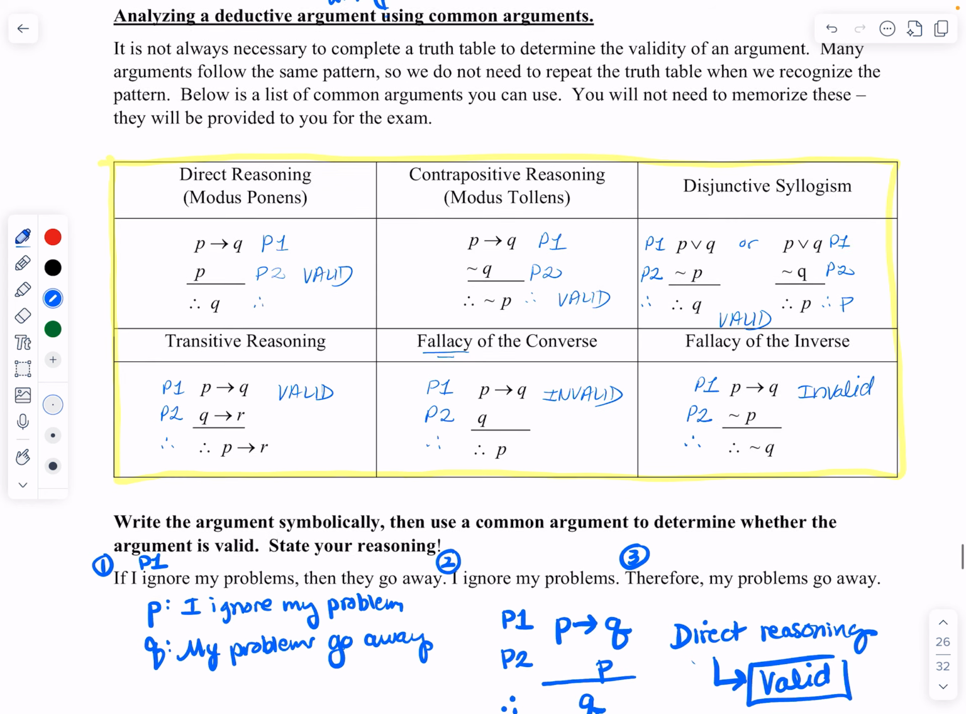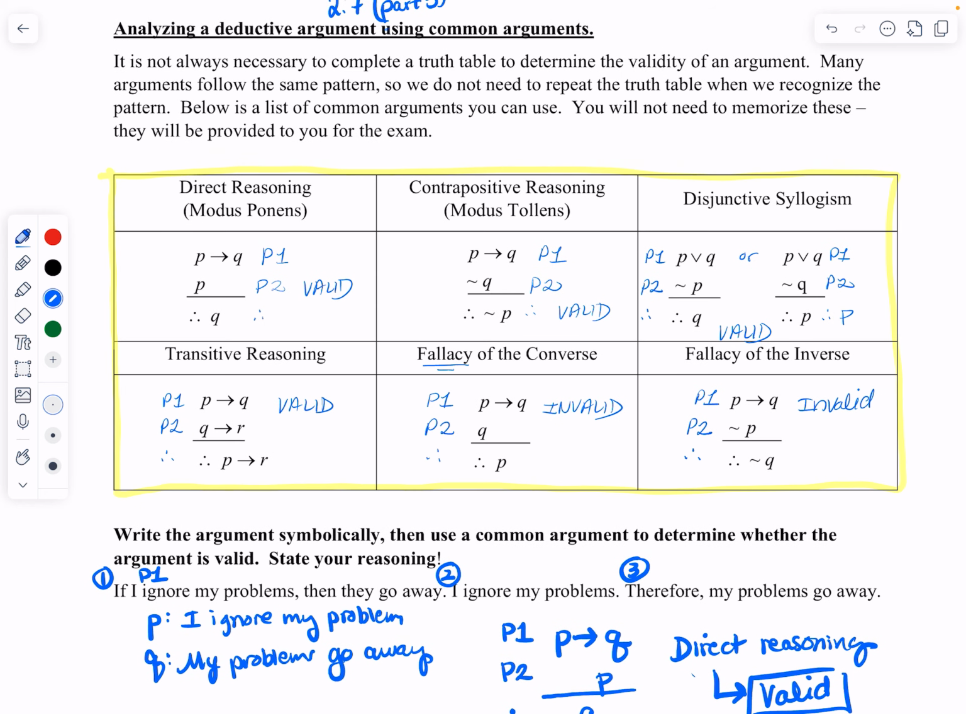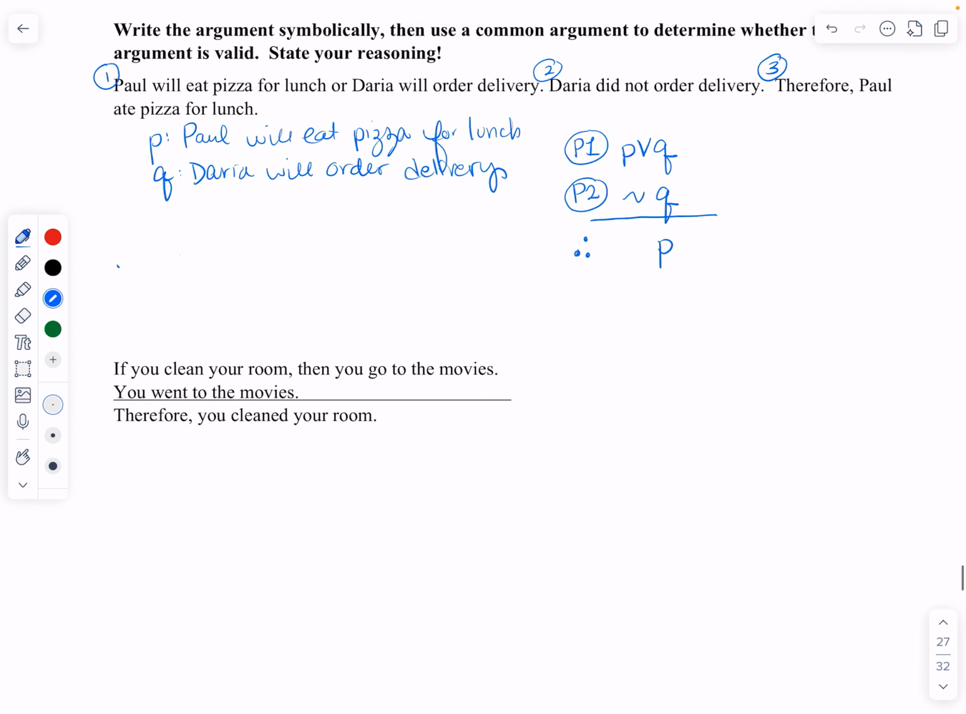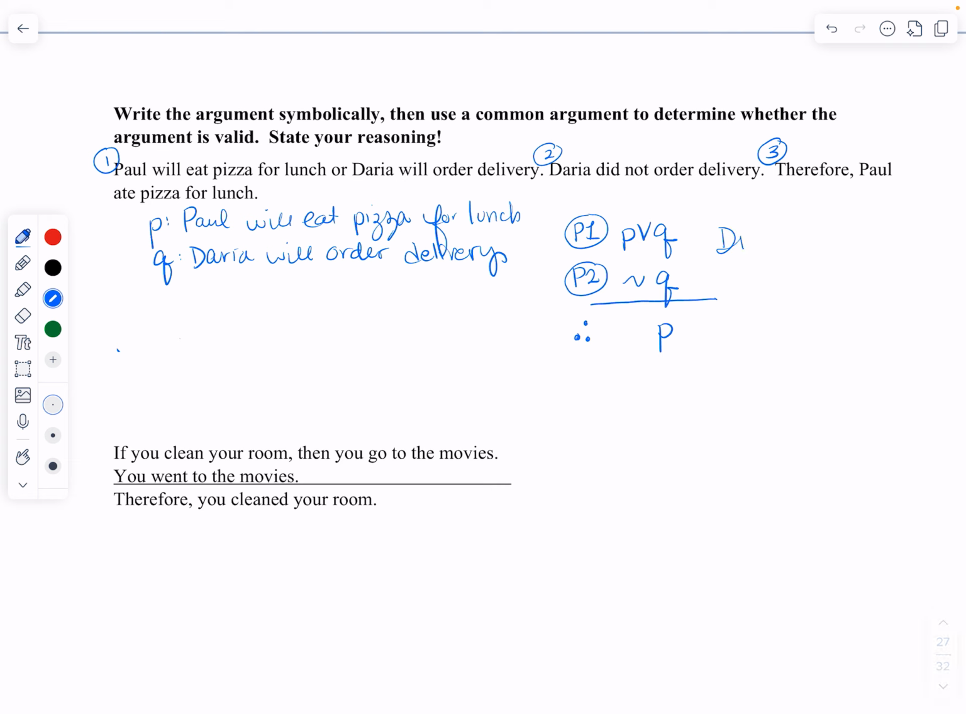So if I look up here, I have P or Q, premise 2 is negation P, therefore Q, or P or Q, negation Q, therefore P. And that matches, so it's disjunctive syllogism. Okay, and therefore the argument is valid.